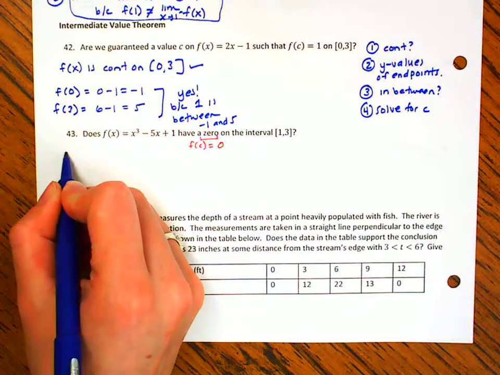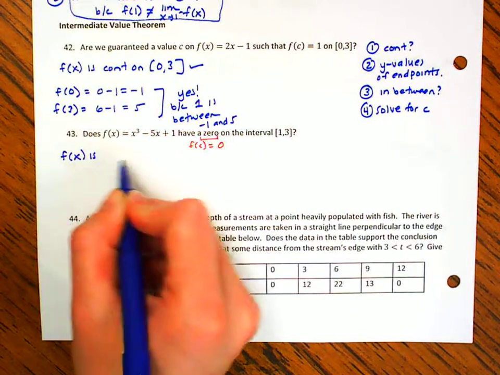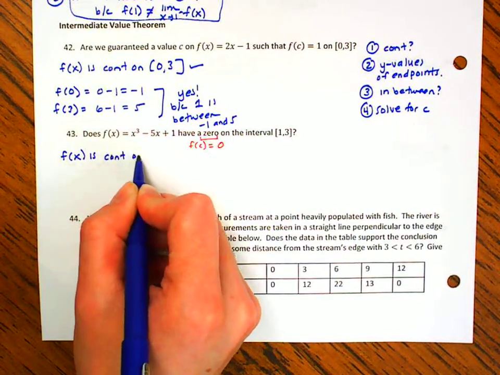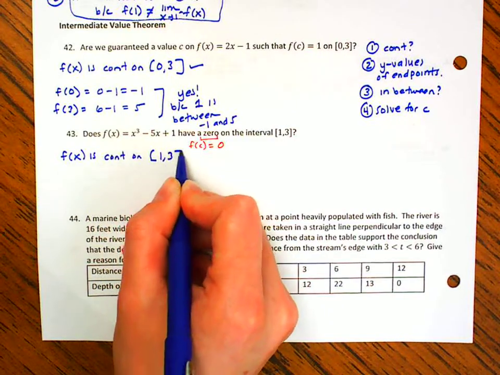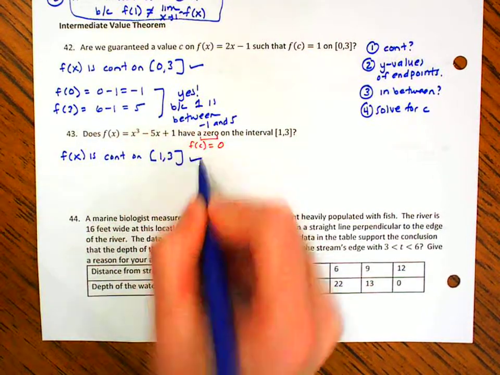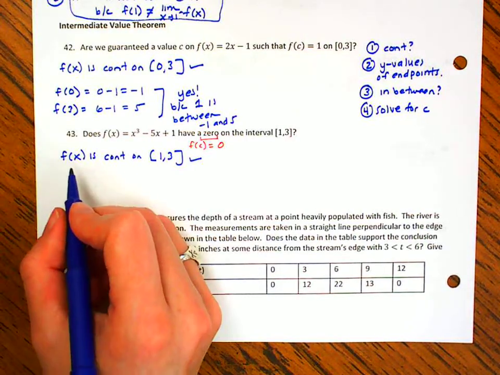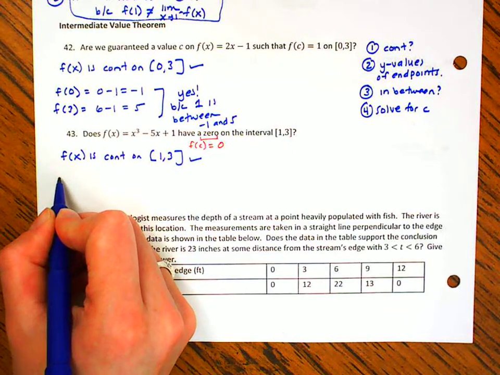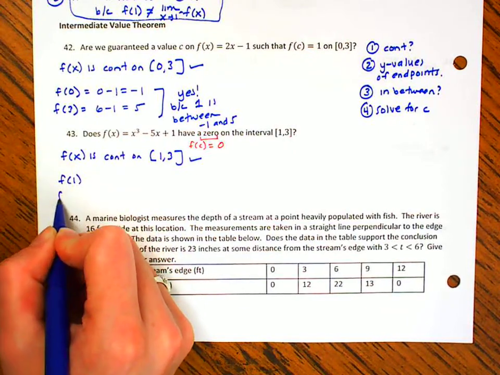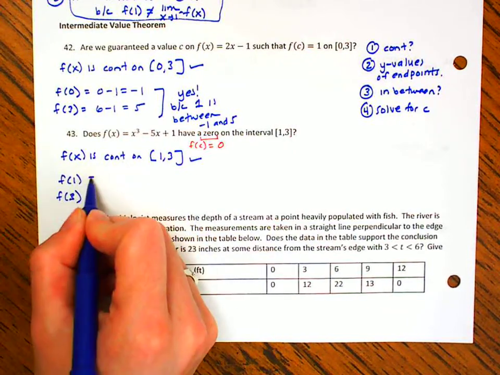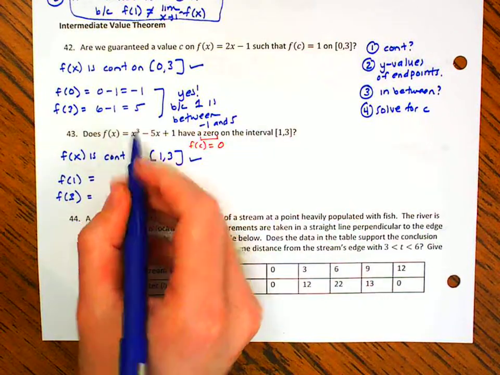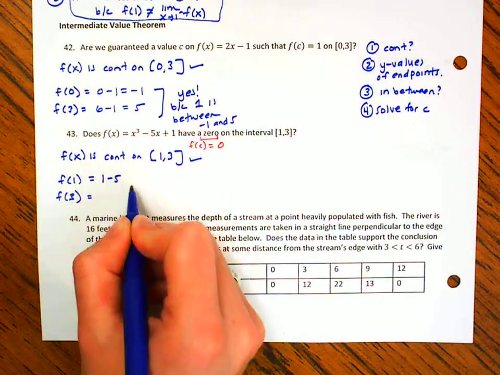So the first thing I need to figure out is if my function is continuous. Well, this is a polynomial, it's a cubic, so it is continuous. I have to make that statement. If a function's not continuous, I can have a jump, so I might not cross through my y values. Step 2, I need to figure out what my function values are at the endpoints, what the y values are. So if I plug in 1, I'm going to get 1 cubed minus 5 plus 1.